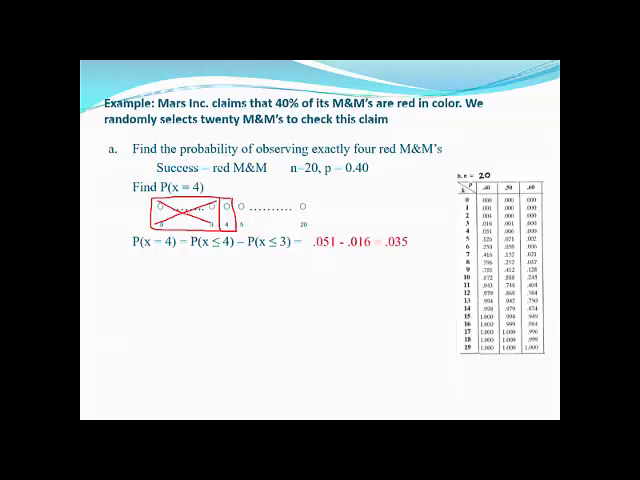Look up the value at 4. There's your 0.051. There's your 0.016. And so you can see every time we do an equal problem, it's a very similar problem. You look up that value in the table. You look up the right-hand value in the box.